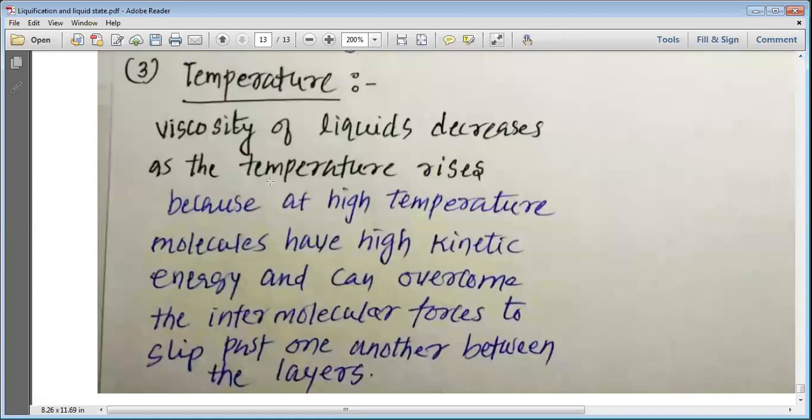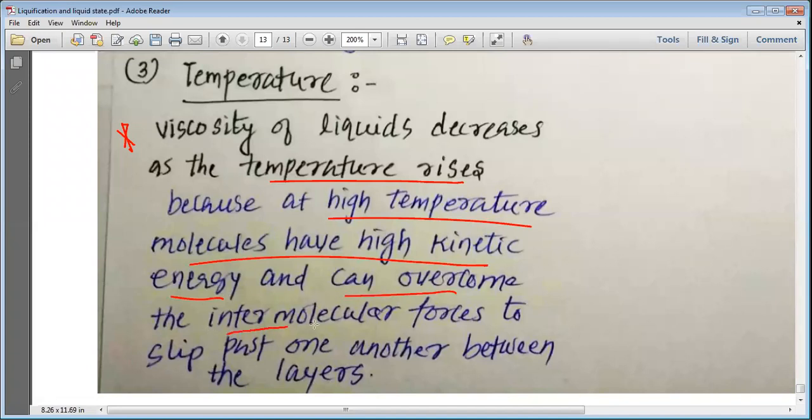Temperature also affects the viscosity. Viscosity of a liquid decreases as the temperature increases. So my dear students, please remember that viscosity decreases as the temperature increases. And why does it happen? Because at high temperatures molecules have high kinetic energy, and that is why they can overcome the intermolecular forces, and that is why they slip past one another between the layers faster, and that is why as the temperature increases, my dear students, the viscosity of the liquid decreases.